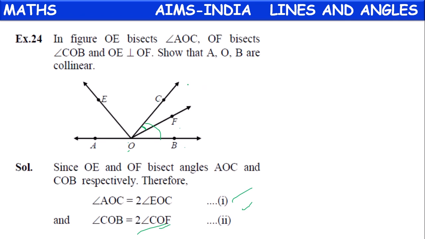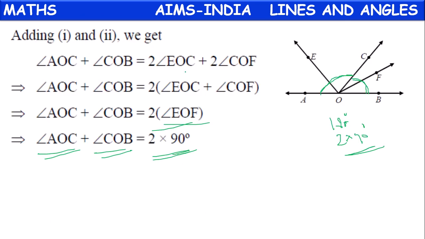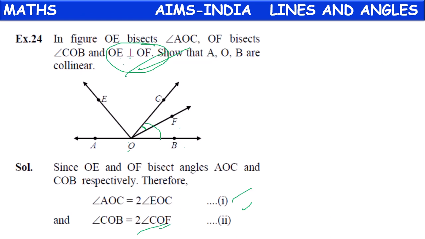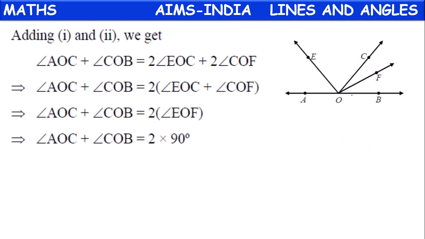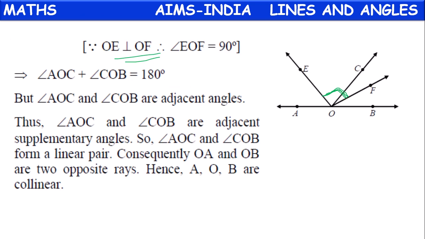Here, children, they have given OE is perpendicular to OF. That's why we are taking 90 degrees in the place of EOF, because in the question they have given OE is perpendicular to OF. So that's why we are taking 90 degrees here, 2 into 90, so 180 degrees. So AOC plus COB sum equals 180 degrees.